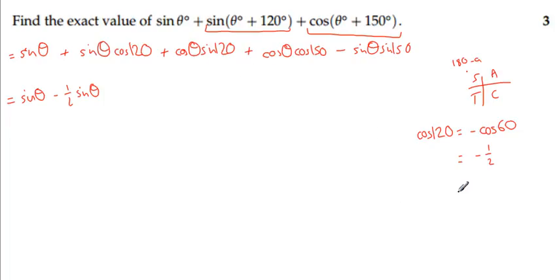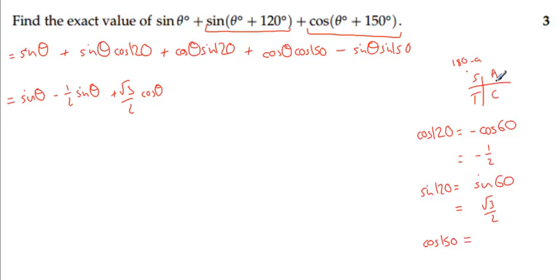Looking at the next one, sine 120. Well, 120 is still in that second quadrant. In the second quadrant, sine is positive, and it's still equivalent to 60. And sine 60 is root 3 over 2. So that next one becomes plus root 3 over 2 cos theta, because that sine 120 has been replaced by root 3 over 2. Carrying on, cos 150.